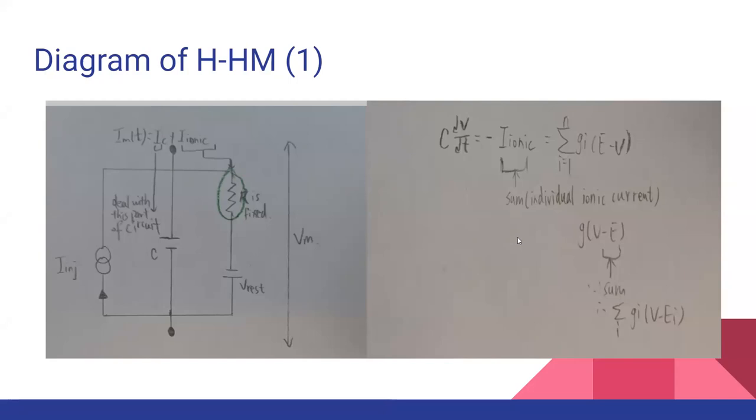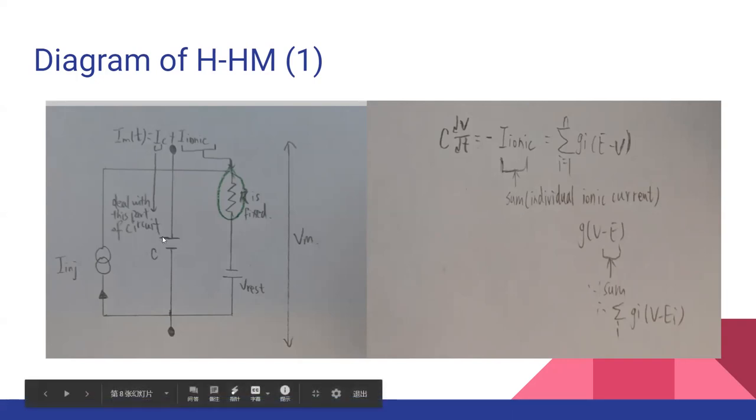We see from the right side that the researchers in the Hodgkin-Huxley model got an equation where C is the capacitance. This term equals negative I, the ionic current, which equals the sum of g_i times the difference of the voltage. As I said before, the total amount of current crossing the neural membrane equals the capacitive current plus the ionic current. And we assume that the sum of the current across the membrane is zero.